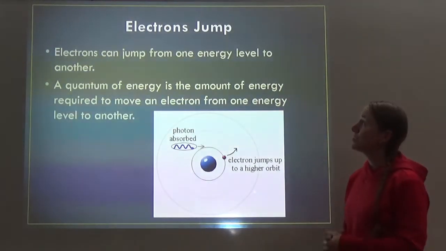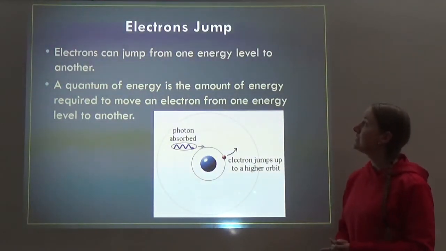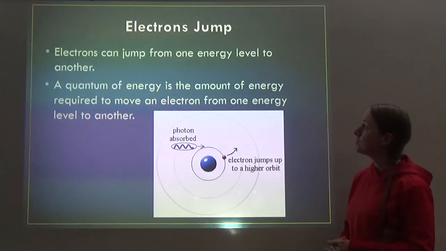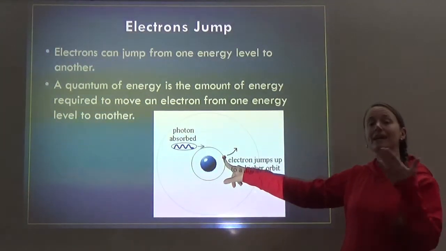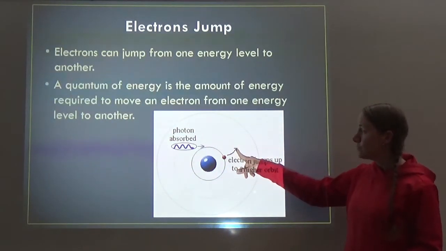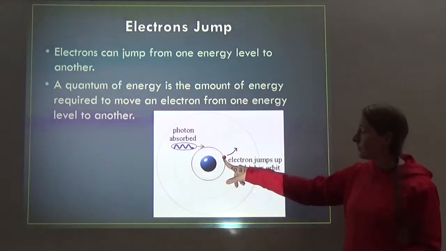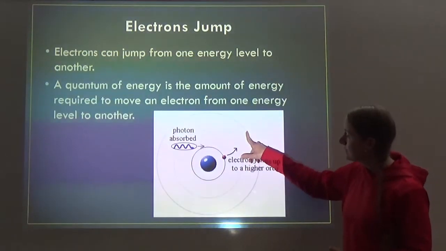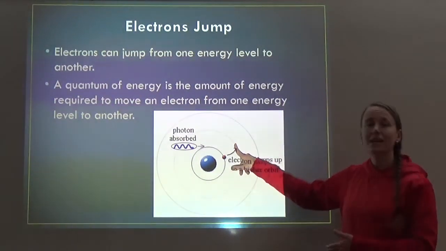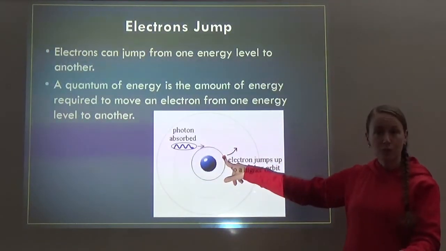So electrons can actually jump from one energy level to another. A quantum of energy is the amount of energy required to move an electron from one energy level to another. If an electron's on the first energy level and it gains a quantum of energy, it can jump to the second energy level. If it gains more energy, it could jump to the third. If it gained enough energy from the first energy level, it could jump all the way to the third. The way it falls back down is it loses energy. If it wants to fall back down to the second, it has to lose energy. If it needs to fall back to the first, it has to lose more energy.